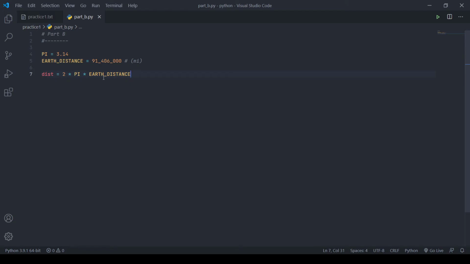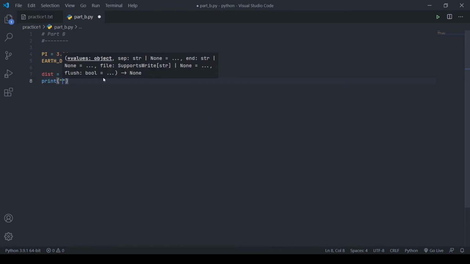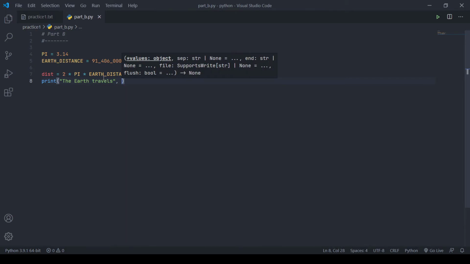So let's go ahead and print this, and this is a relatively easier problem. So we'll say the Earth travels, and then we'll just do that. So we'll know it's in miles, right? Or we can actually pass the distance and then pass another comma and then do miles. And this will know that it'll separate each value by a space.